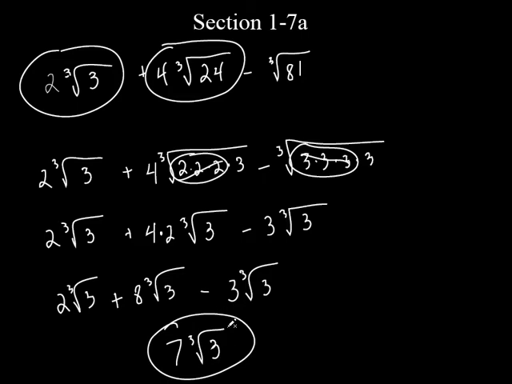Remember, pretend that it's kind of like an x or a y, a variable. All right? You should be able to do that. If you had like 2x plus 8x minus 3x, that'd be easy for you.